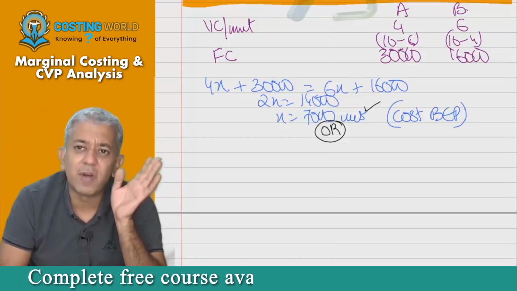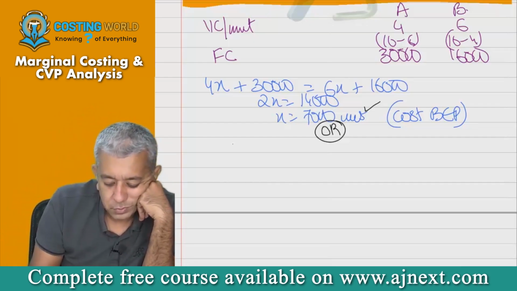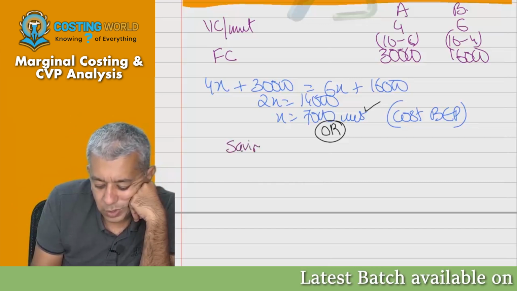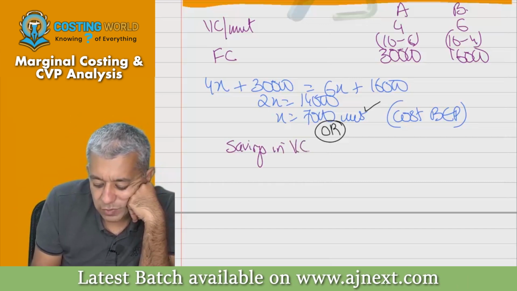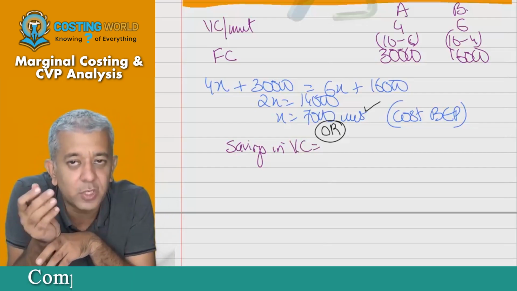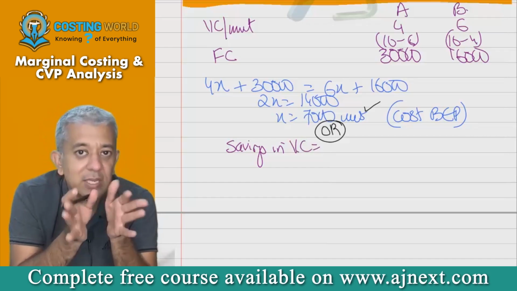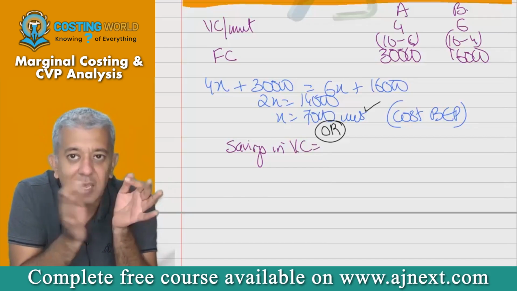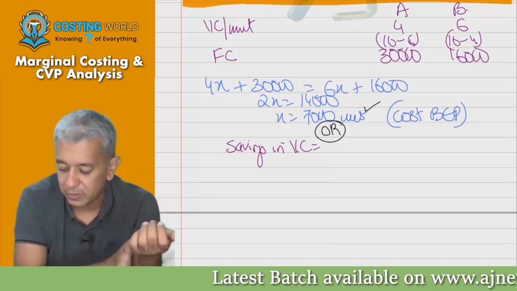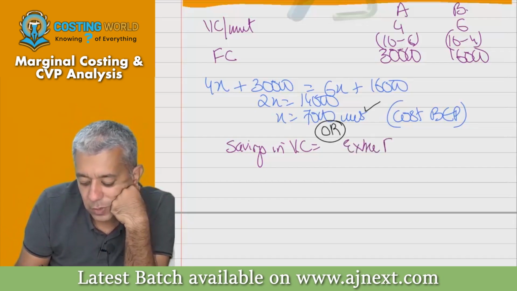Tell me, what is the advantage of machine A over machine B? Its variable cost is lower. So I will save in terms of variable cost. But at indifference point, you can purchase any machine. Means at indifference point, what must be happening? Savings in variable cost of machine A will be exactly getting negated by, can somebody complete? Extra fixed cost.